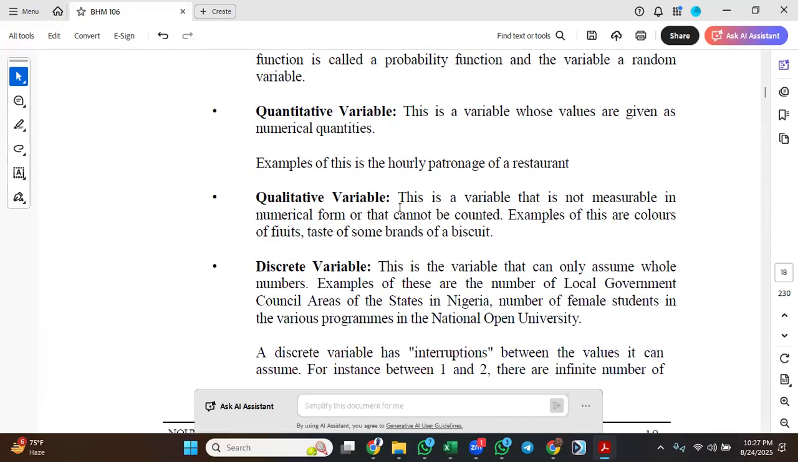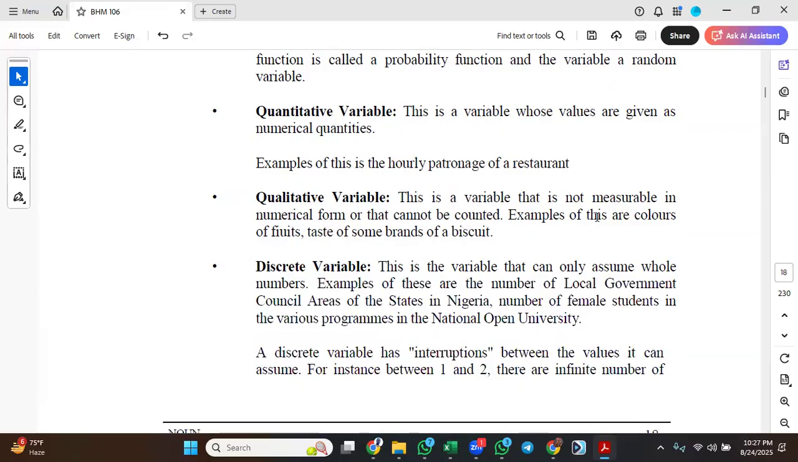Now, qualitative variable. This is a variable that is not measurable in numerical form or that cannot be counted. Okay, somebody is raising a hand. Hold on. Examples of this are colors of fruits, taste of some brands of biscuit. When you have this kind of variables, you cannot count the color of fruit. It's uncountable. So those ones we call qualitative variable.